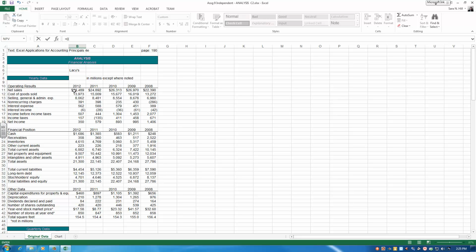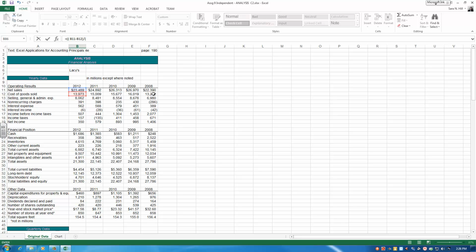Which is our sales minus our cost of goods sold. Sometimes it's calculated for you. In this instance, it wasn't calculated for you, so you have to calculate it yourself. And we want to compare that, so we'll close our parentheses, to 2008.